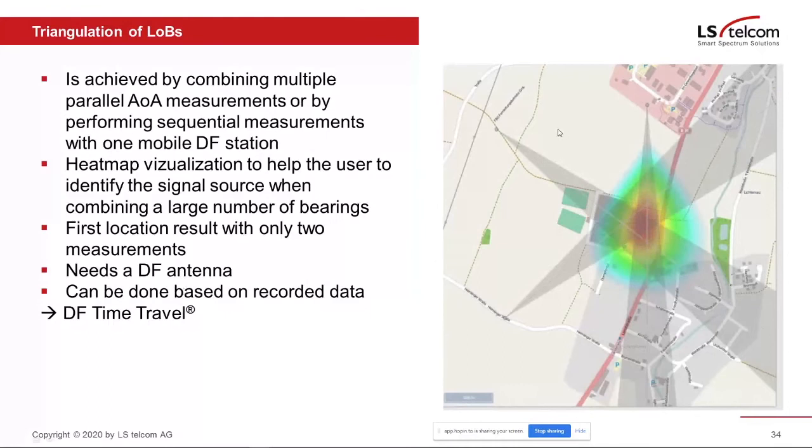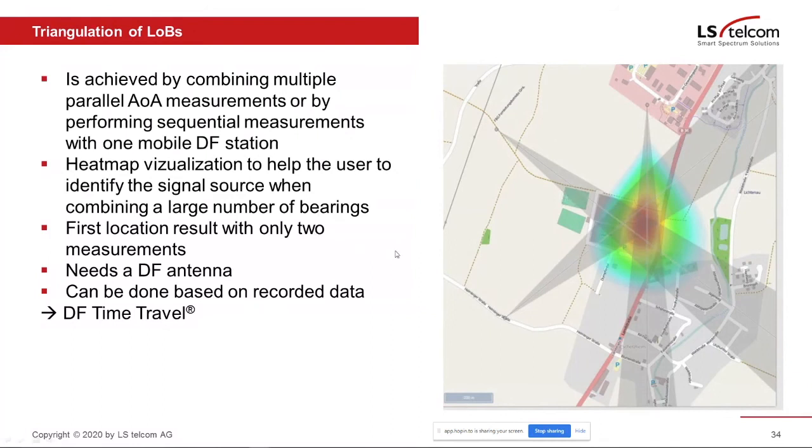And this can be done either with at least two direction finding antennas with fixed stations, or with one mobile device that you measure at two different locations, or you measure them permanently during driving. Unique is here that with our DF time travel technology, this can also be done on stored spectrum scans, for example from 9 kHz up to 18 GHz. You can select any signal and calculate a line of bearing for this.